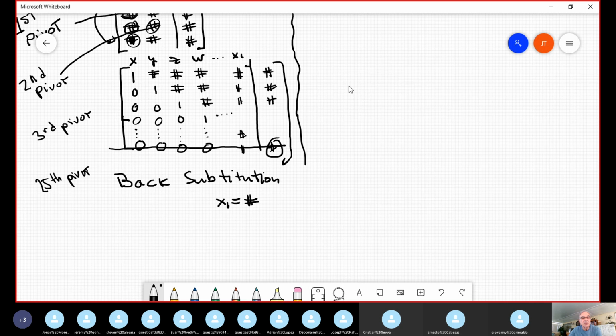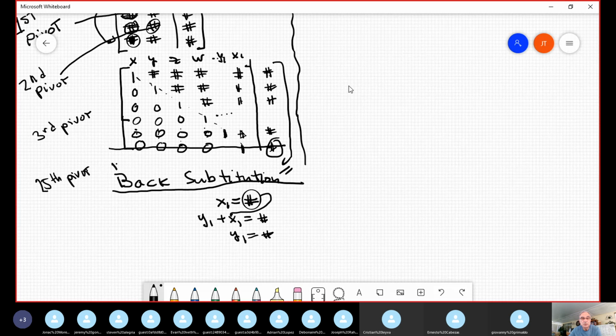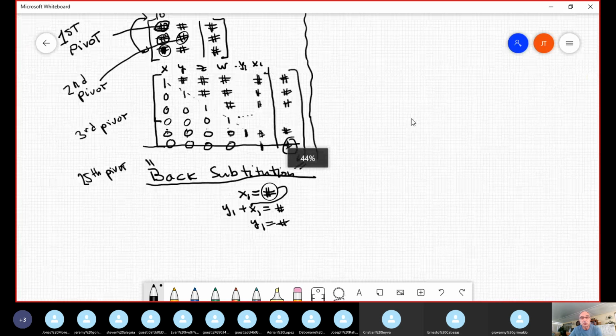The next equation is 0, 0, 0, 0, but we have one pivot here. Look, in this diagonal, we have the collection of the pivots. Suppose this is Y1. Y1 plus X1 equals another number. Therefore, I know X1, substitute here and compute Y1, and so on. It's a typical back substitution. Okay?